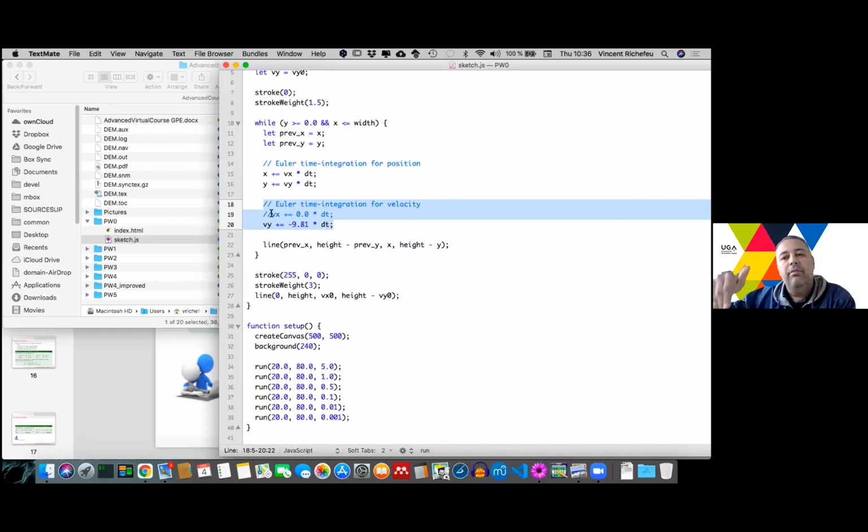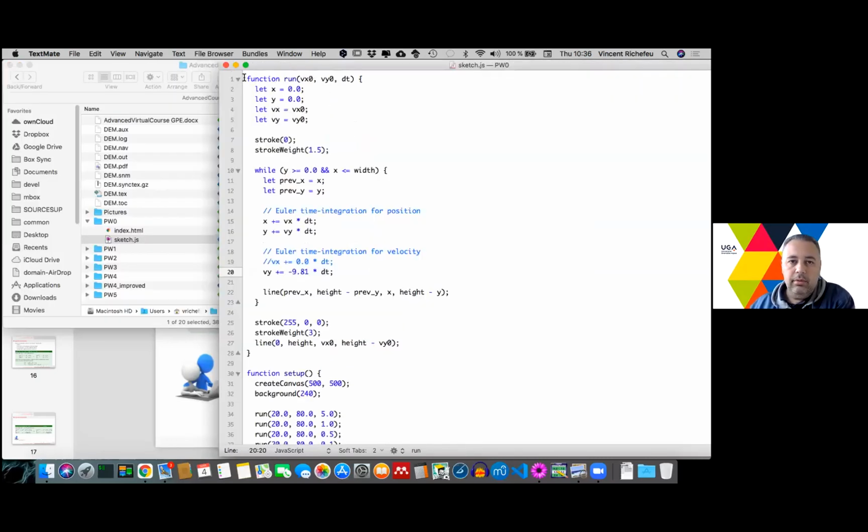If I consider the gravity, I have no gravity, no acceleration in the horizontal direction. So Vx will remain the same, the velocity along x, but the velocity along y will be updated by considering the gravity acceleration. Then I draw a link between the previous point and the new one. So this function does this.